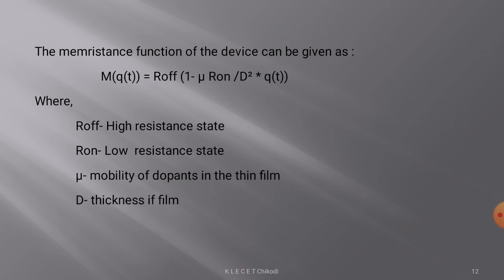The memristance function of the device can be defined as M(q(t)) = R_off (1 - (mu * R_on / D^2) * q(t)), where R_off is the high resistance state, R_on is the low resistance state, mu is the mobility of dopants in the thin film, and D is the thickness of the film.